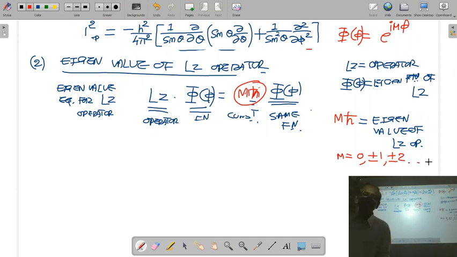So in this way, we calculated the eigenvalue of L square operator, which is minus h square upon 4 pi square j into j plus 1, and the eigenvalue of Lz operator is m h cross, where m is an integer, 0, plus minus 1, plus minus 2, going up to plus minus j. So we have calculated eigenvalues of L square operator and Lz operator. Next.